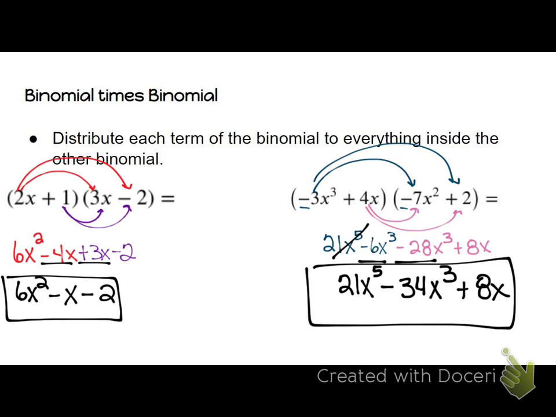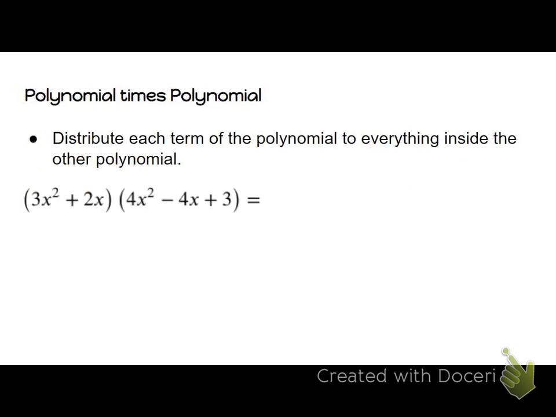And we're going to do our last part. Listen please. Our last part is the exact same steps that we've been doing. We're just distributing. The only difference is this time we're going to have a few more terms to use to distribute with. So it says distribute each term of the polynomial to everything inside the other polynomial. So whatever is out front, that's what we use to distribute.